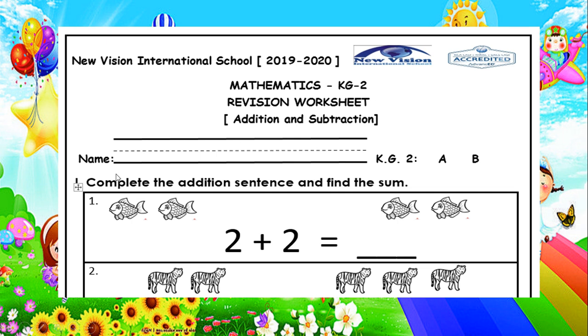So first, don't forget to write your name on the 3 lines. As you can see, you have here 3 lines. 1, 2, 3. Okay, so you need to write your name here properly. So say for example, your name is Sheila. You need to write like this. And you're going to circle whether you belong to KG2A or KG2B. So say for example, you belong to KG2A, you circle KG2A. Okay, so let's start.